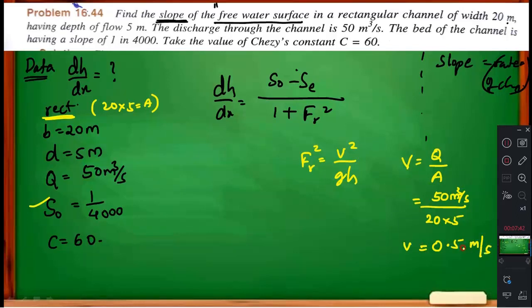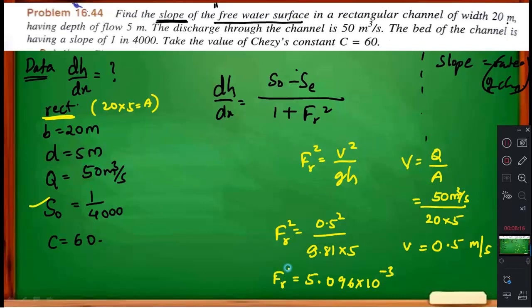Do you have any doubts here? Velocity is 0.5 meter per second. Then you can calculate Fr square. Fr square is equal to 0.5 square divided by 9.81 into 5 meter. The answer is 5.096 into 10 raised to minus 3. This is your Fr square.